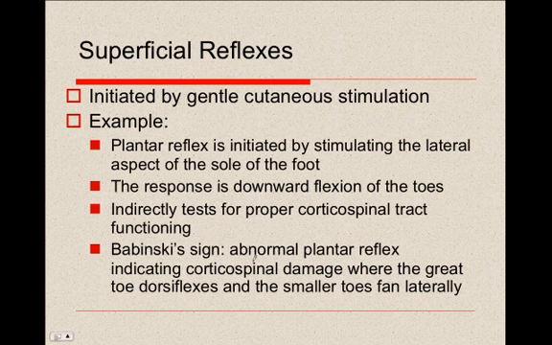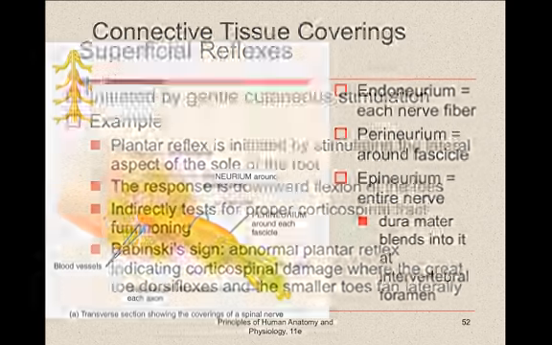But obviously, this would be a sign if for some reason you're an adult, or even a child past the infant phase, and you have a Babinski reflex. This is a sign of damage, indicating what we call corticospinal damage within the spinal cord, or the cortex.